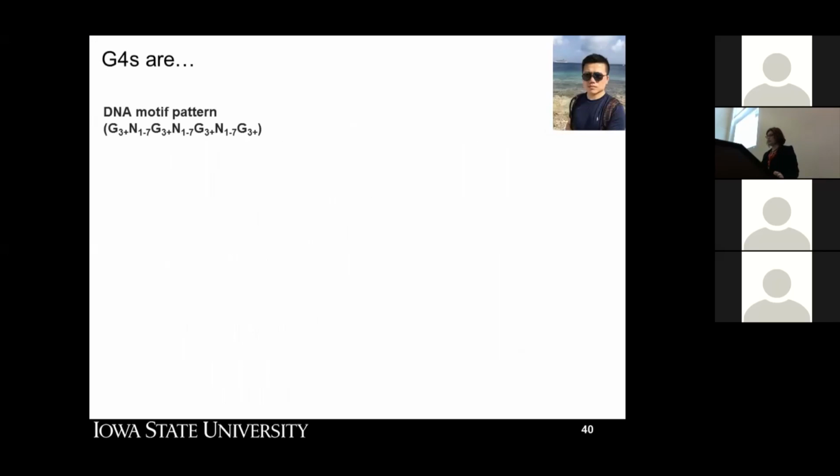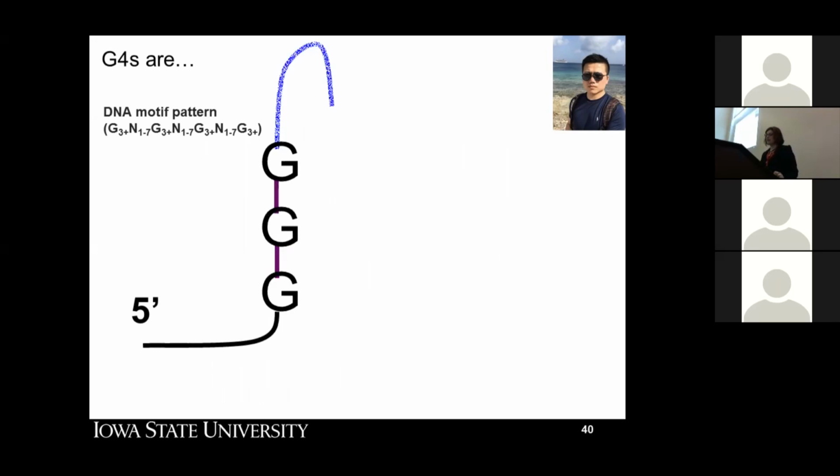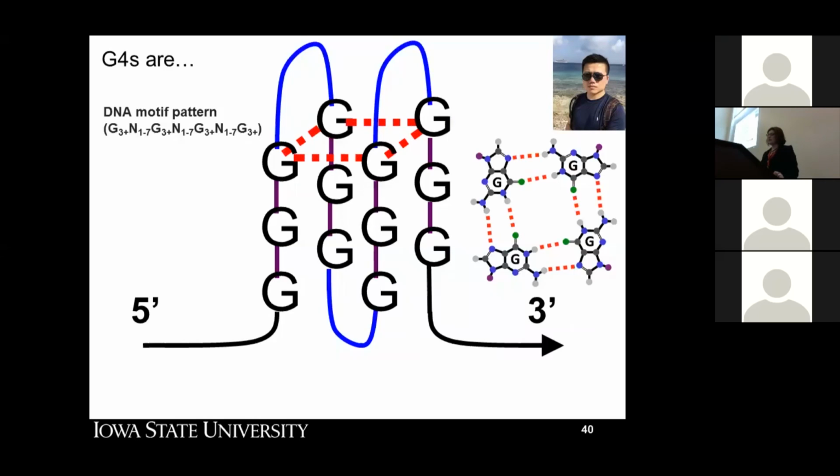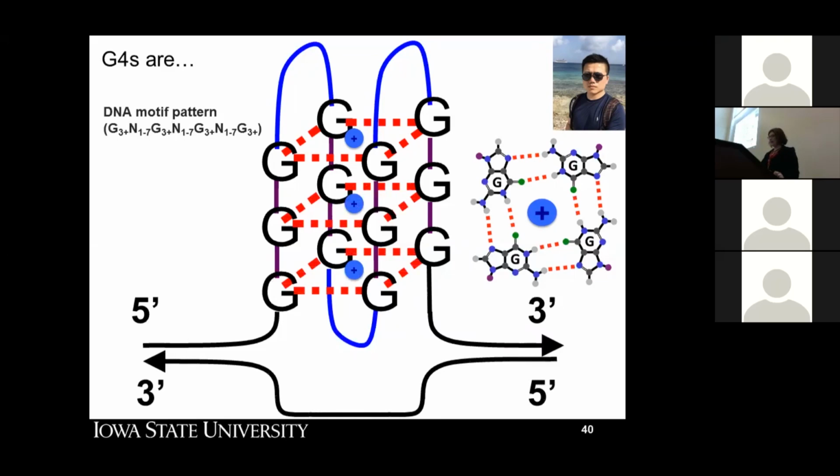So G4s, this is Ming in the picture, G4s are a DNA motif pattern. From the 5' end, you see 3 Gs and then a loop of something, another 3 Gs, a loop, another 3 Gs and a loop, and you build it like that. So those Gs bond to each other, and they're stabilized by a cation, and that happens throughout the structure, and there's a bulge out on the other strand of DNA. So these generally are structures in the DNA that are single-stranded structures.